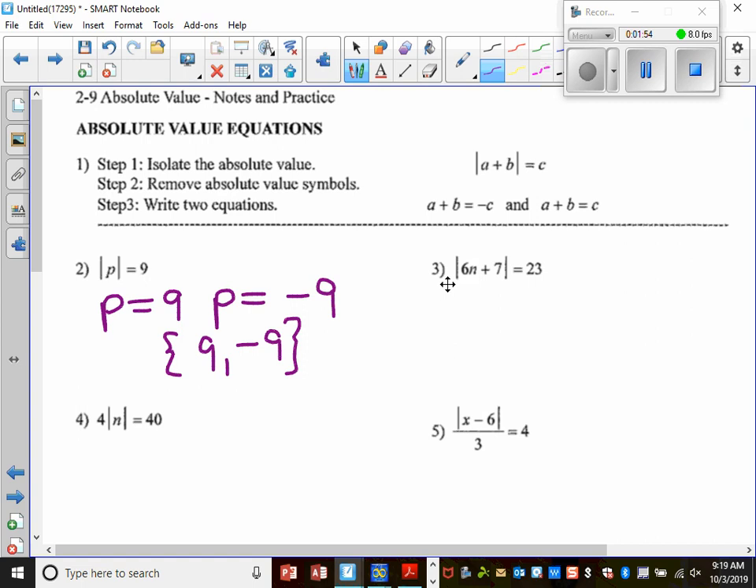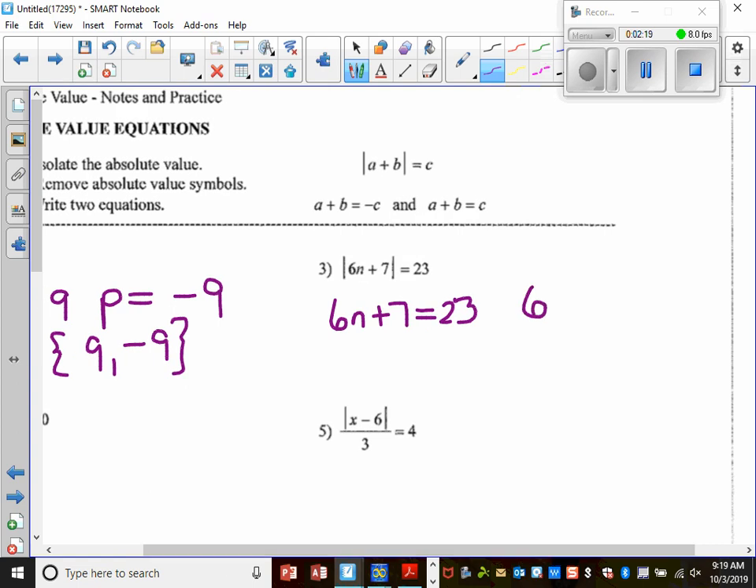Going to question number 3. So we're going to follow the steps. The bars are already isolated. So step 1 is done. We're going to remove those bars. So I'm going to say 6n plus 7 equals 23. So when you remove the bars, you simply write it exactly like you see it first. And then when you write it the next time, 6n plus 7, you just set it equal to negative 23, just like we did in the first example.